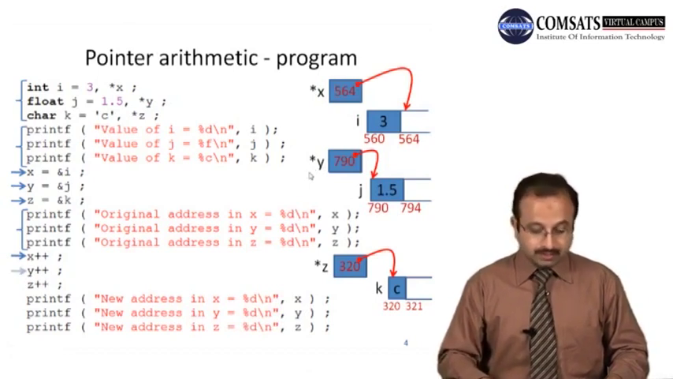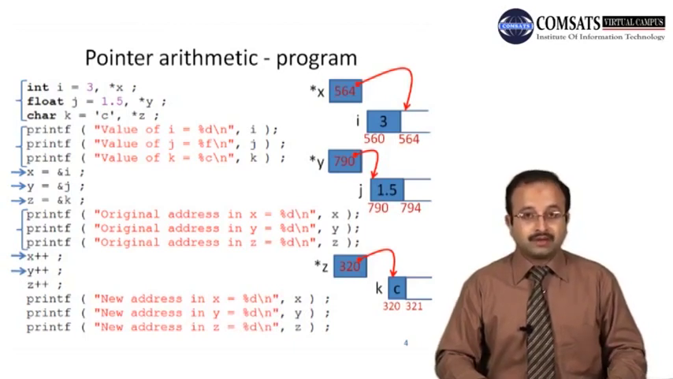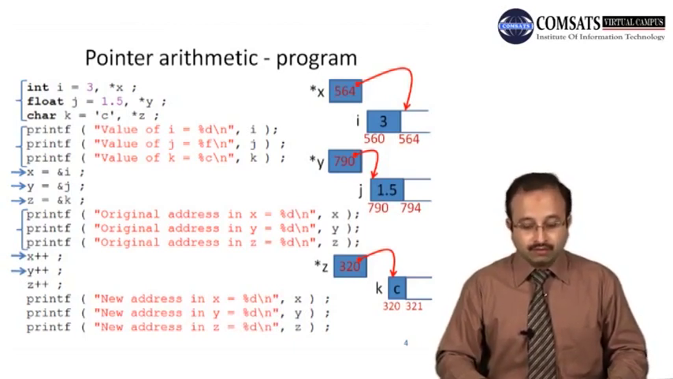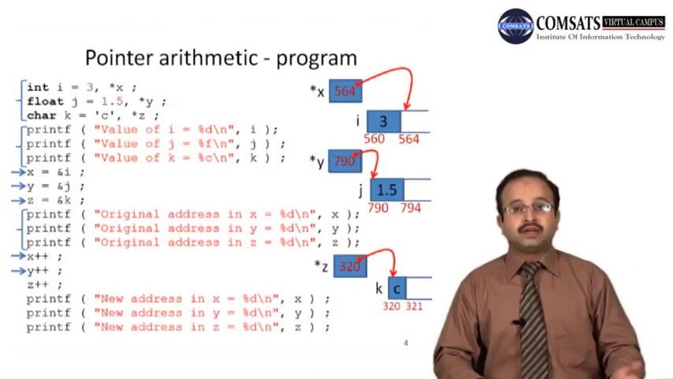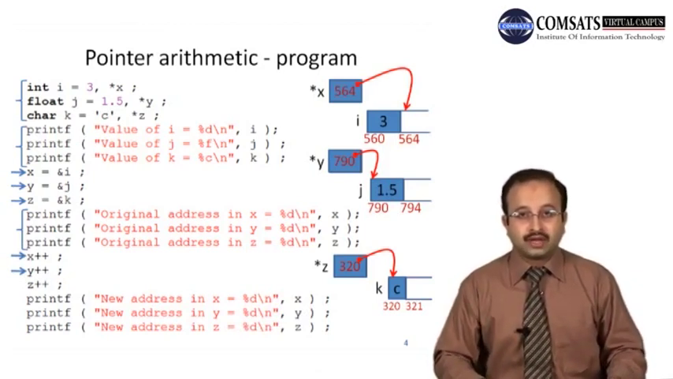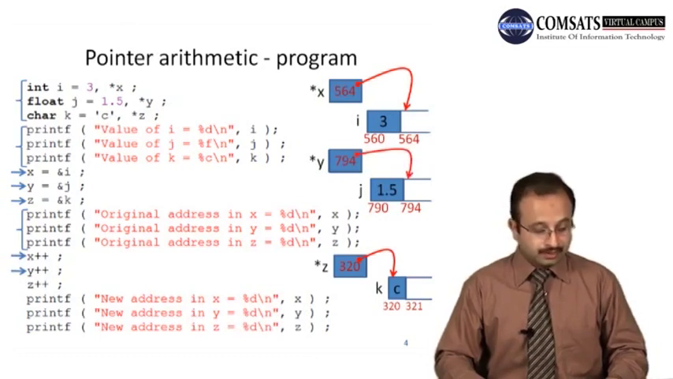Now when y++ is executed, the value of this pointer is also changed. It won't become 791, it won't become 792, it becomes 794. Why? Because whenever you increment the value of the pointer, it points to the next value in the memory location, and the next value is 4 bytes away because the type of the pointer is float. So the next value is 794, and it points to this memory location.